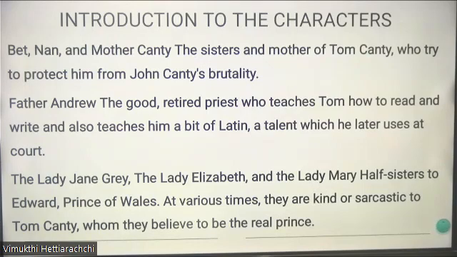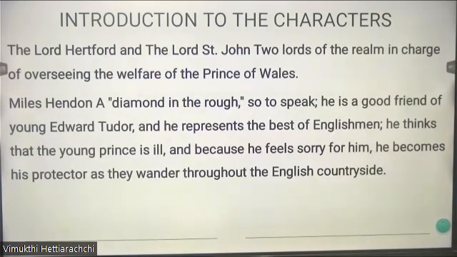Right, okay. So we discussed about the most important characters, right? Then we have other characters like the Lord Thetford and the Lord St. John, the two lords of the realm in charge of overseeing the welfare of the Prince of Wales. Miles Hendon, a diamond in the rough, so to speak. He is a good friend of young Edward Tudor. Miles Hendon is the person who provides that security to Edward Tudor, right? And he represents the best of Englishmen.